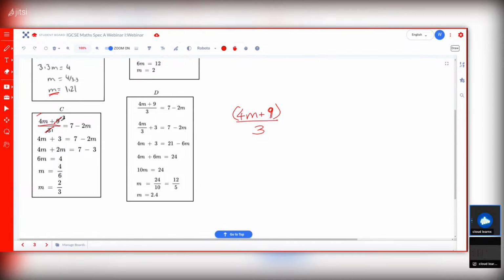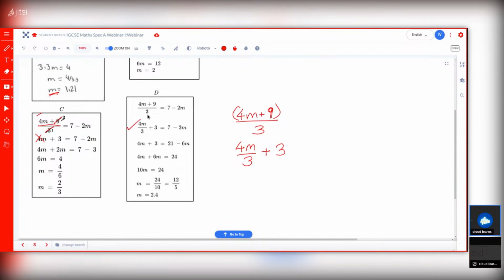So if you wanted to break it down correctly, you would break it down as 4m over 3 plus 9 over 3, which is 3. So it'll be two different terms, both being divided by 3, which is the error this student made. So make sure you don't do that.